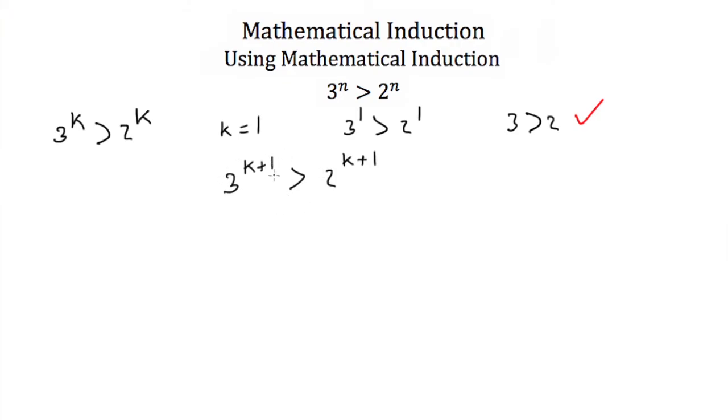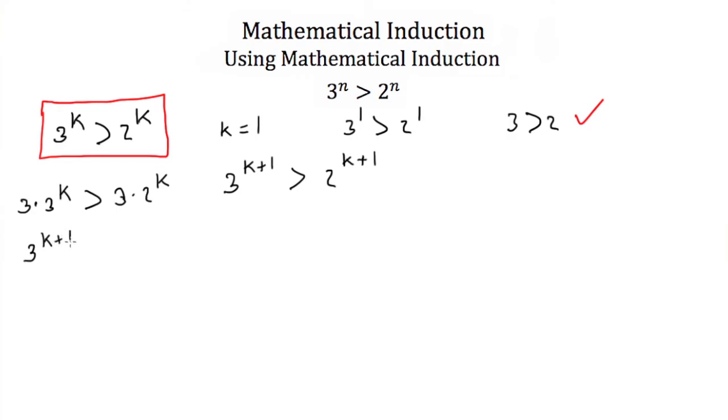Now when we have this greater than or less than sign and we're comparing it this way as an inequality, oftentimes it's easier to go back to our original equation, which, remember, we're assuming that this is true. If I multiply both sides of this equation by 3, I'll have 3 times 3 to the k, and that must be greater than 3 times 2 to the k power. Well, 3 times 3 to the k power is the same as 3 to the k plus 1 power. This is still greater than 3 times 2 to the k.